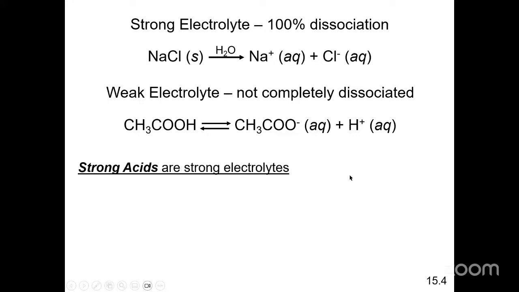Now, strong acids are strong electrolytes, right? And since I have you three who were in my class before, you guys should be able to tell me what the 6 strong acids are, right? Sulfuric acid.